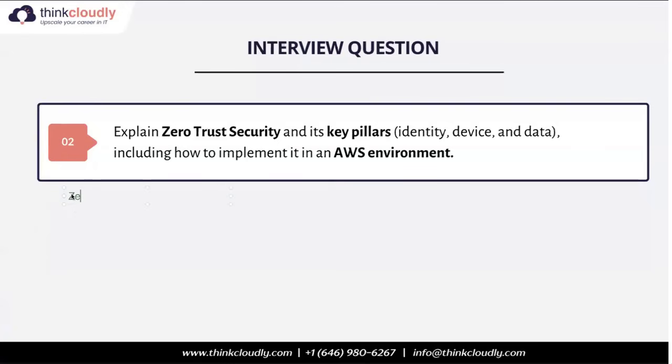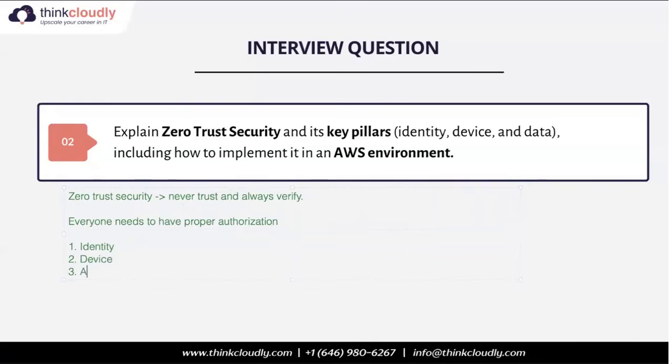So what is zero trust security? The proper definition for zero trust is always verify and never trust, which means whoever it is in my organization, I will ensure that everyone has to access things with proper authorization. When we talk about zero trust, we have five main pillars: identity, device, data, network, and applications. So these are the five main pillars for me.